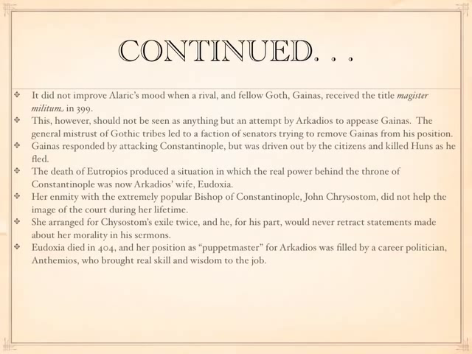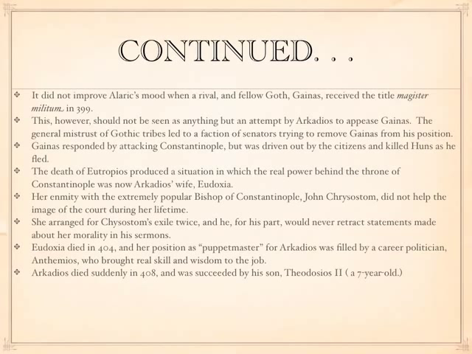Eudoxia died in 404 as a result of complications of childbirth, and her position as the puppet master was filled by a career politician, a person whose name you will need to know for the next test, because this guy really kept the empire from falling apart. Anthemios. He had skill, he had wisdom, he made sure that he balanced diplomacy with genuine tact and skill at war. He would have been a great emperor. He was probably a better puppet master for the emperor, that way he wasn't a target.